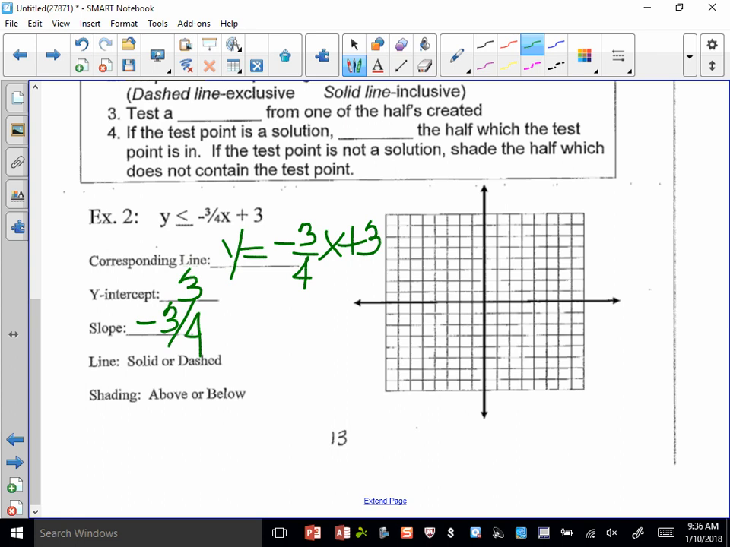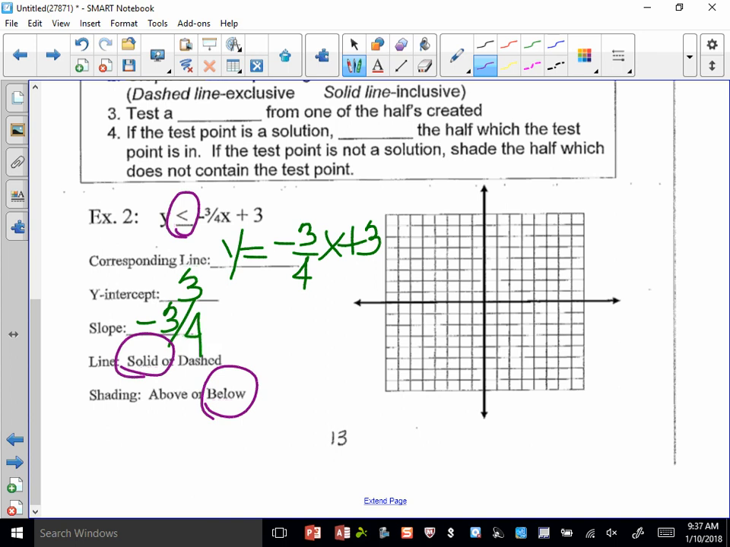So we're going to start off now by looking at the inequality symbol. Since there is a solid line equal sign under it, it will be a solid line. But it is less than, so we're going to be shading below. And it makes sense. Less means under or below. Greater is above, higher.